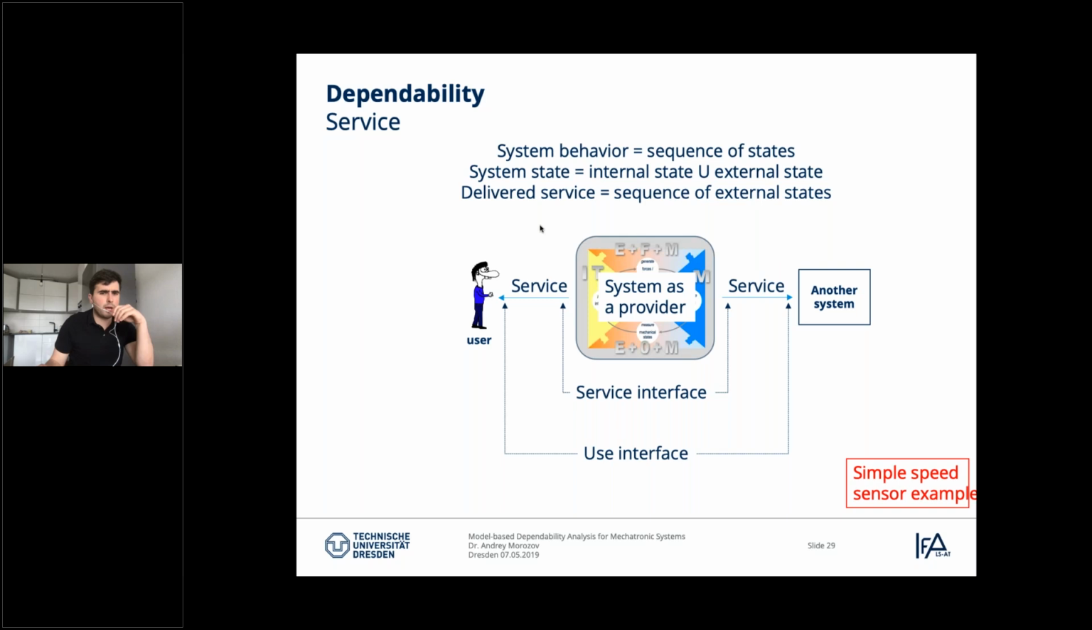Okay, usually I use the whiteboard for that, but now it's a little bit complicated, but I hope you get it. The system is defined with variables, some of them stay inside, some of them go outside. The values of these variables at one time define the state of the system. The sequence of states defines the system behavior. The sequence of states visible outside is basically the delivered service. Okay.